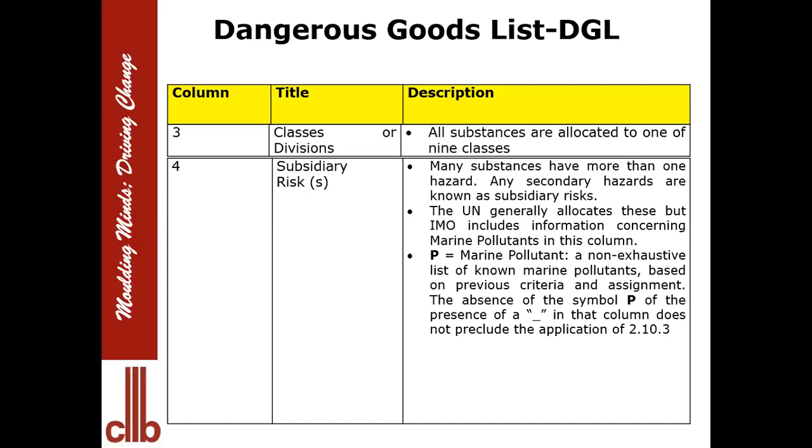However, we can say that this thallium compound NOS is actually a toxic substance, because column 3 is communicating the main hazard of this substance. And when we look at column 4, we also see this 1707 has an alphabet P, which means this substance is also a marine pollutant. Now let me remind you, column 4 indicates subsidiary risk. And if a substance has more than one risk, you can't have more than one primary risk.